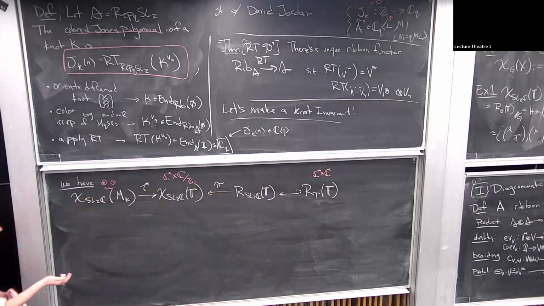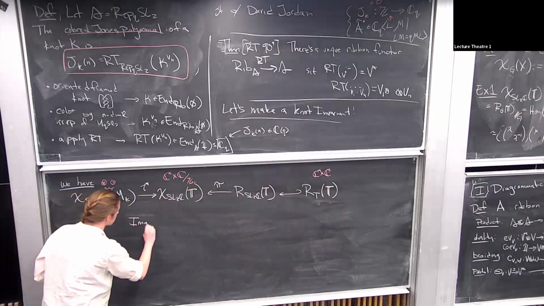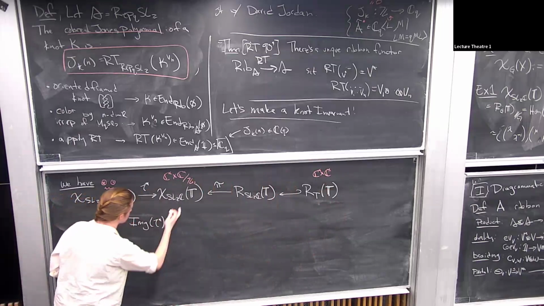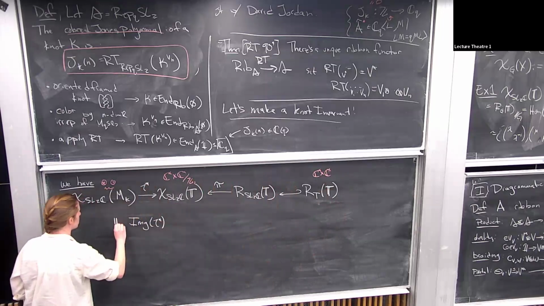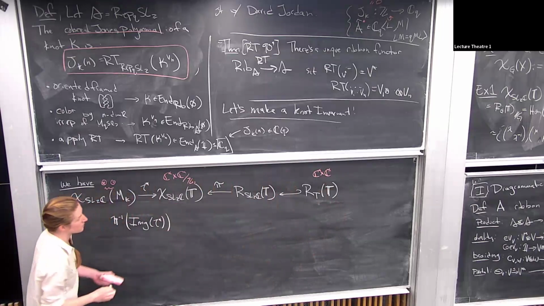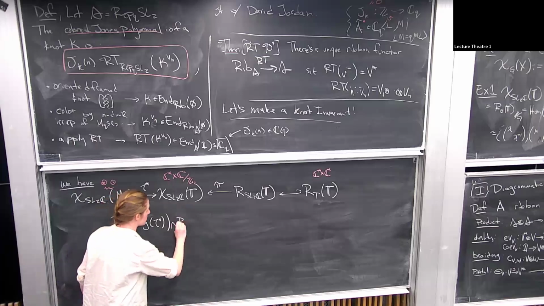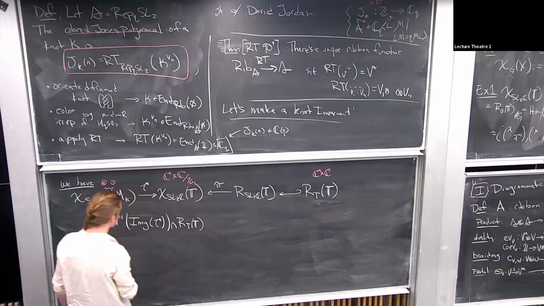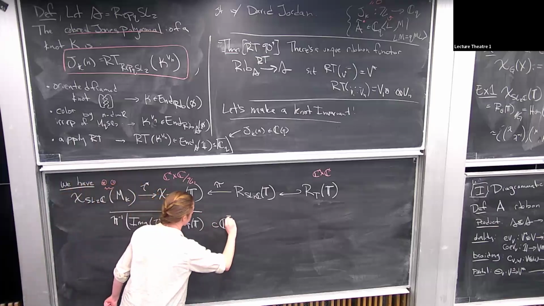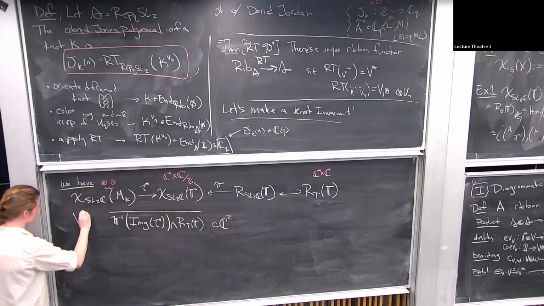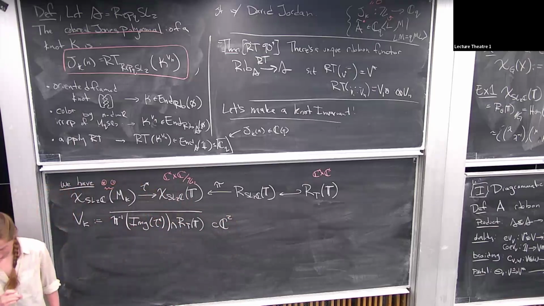So how am I going to do this? First, I'm going to start with the image of iota star in here. I'm going to pull it back along this map, by the inverse of this thing, to come in here. I'll think of this as a subset, so I'll restrict this to the torus. And then for good measure, I'm going to take the closure so that this is all in C star. Let's name this thing V sub K. So now I have a variety in here.